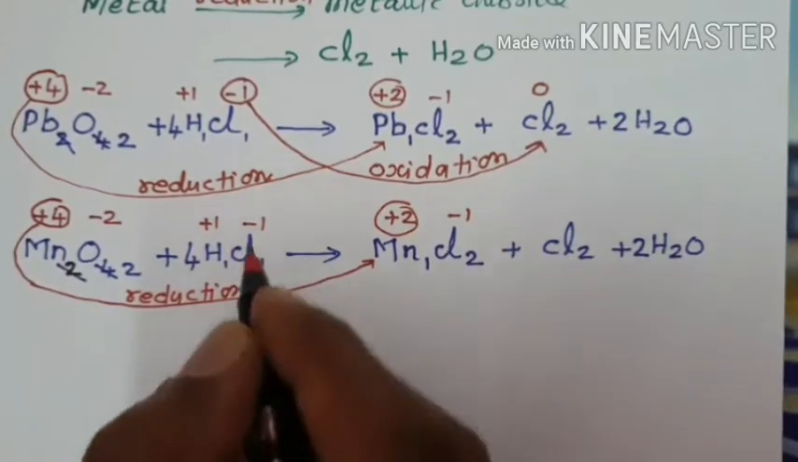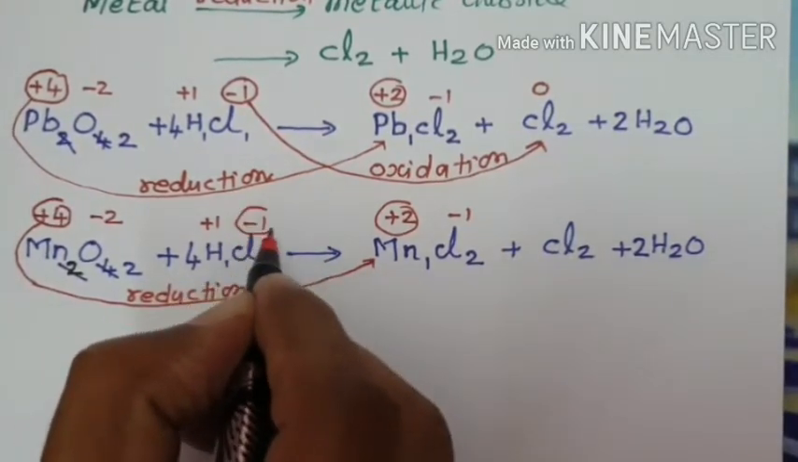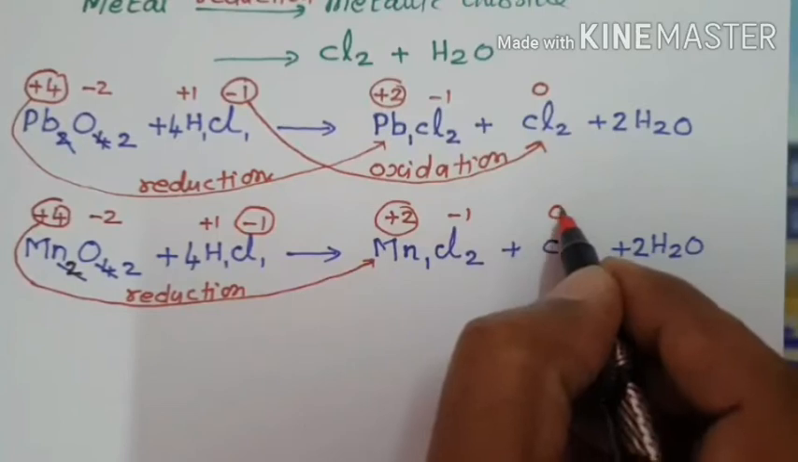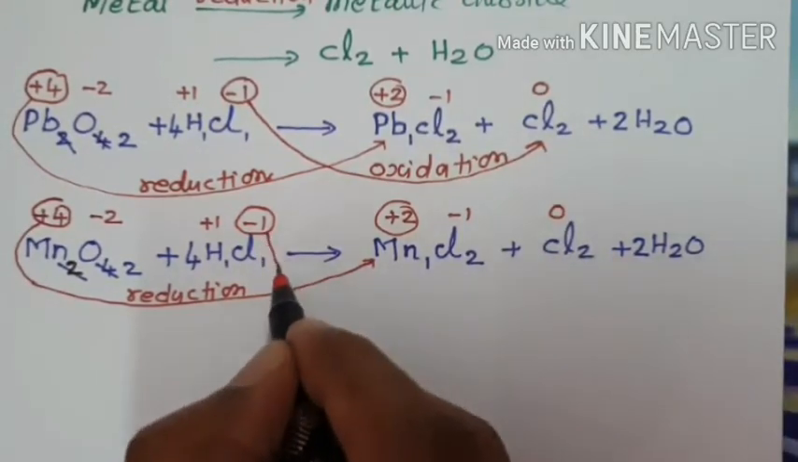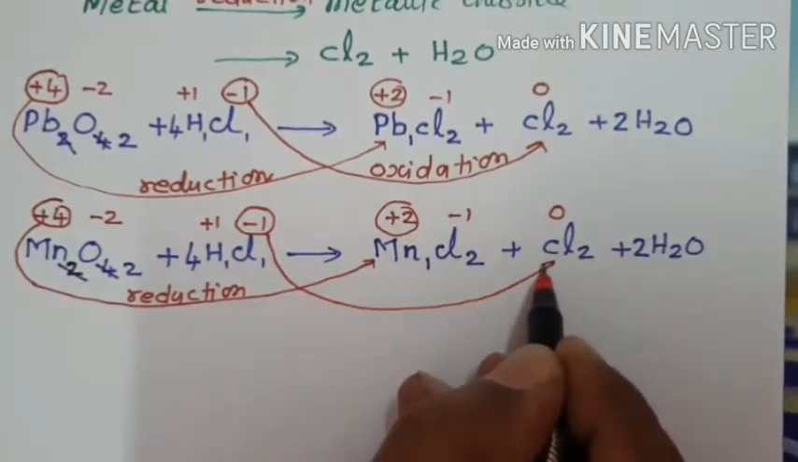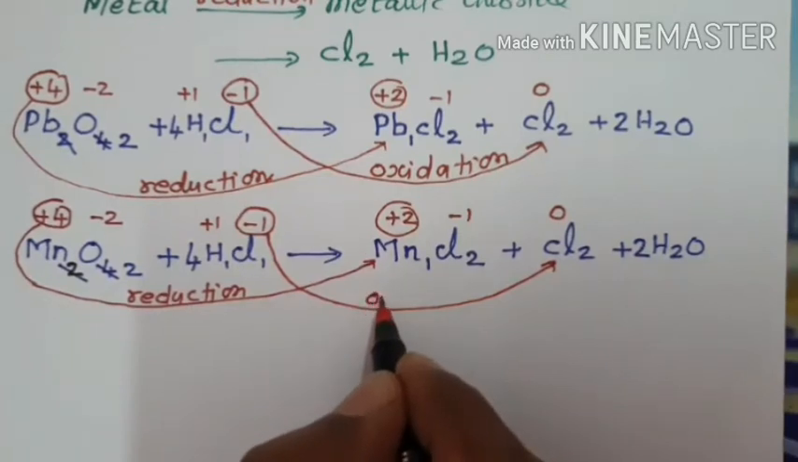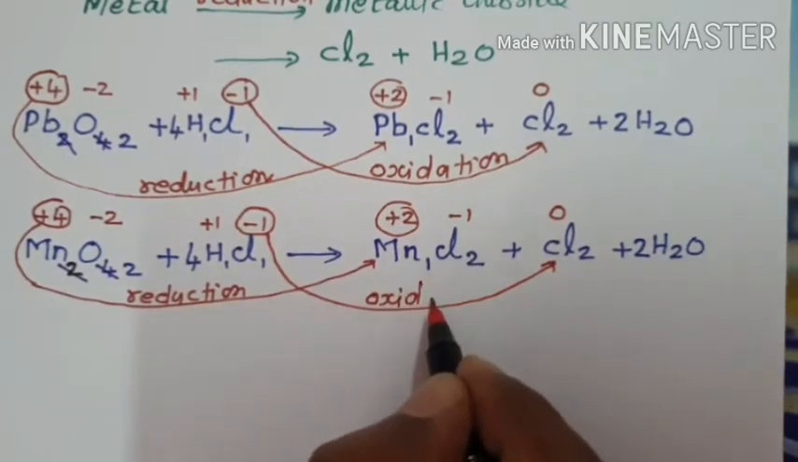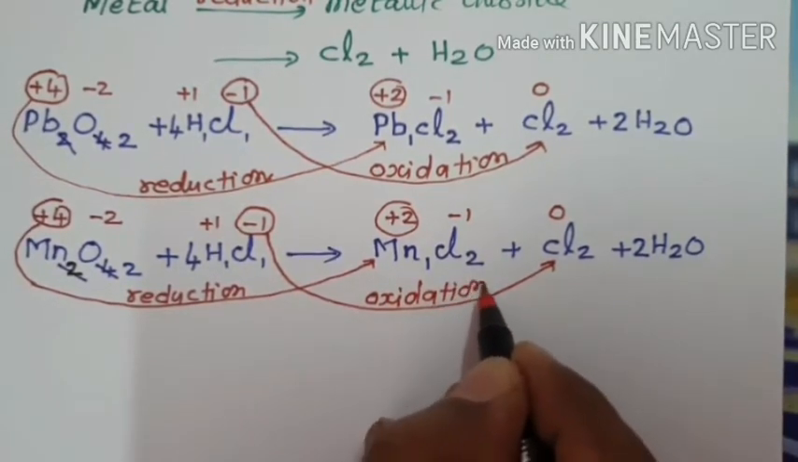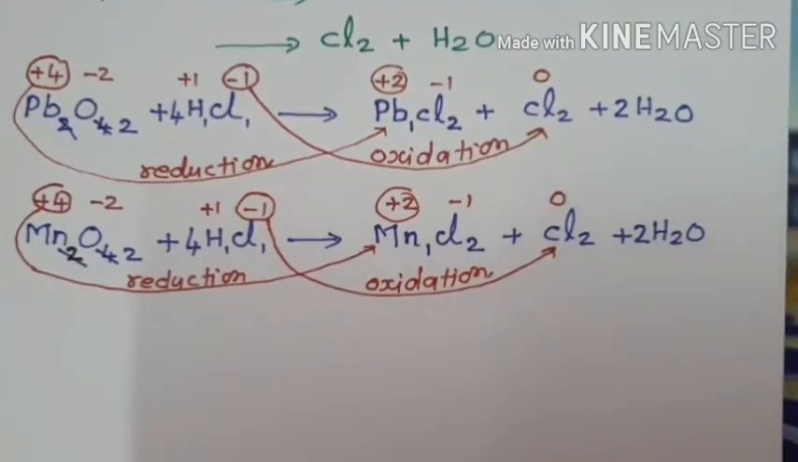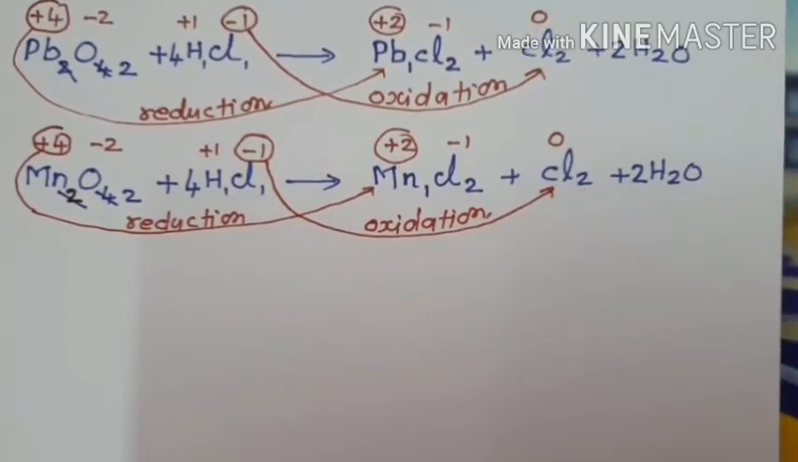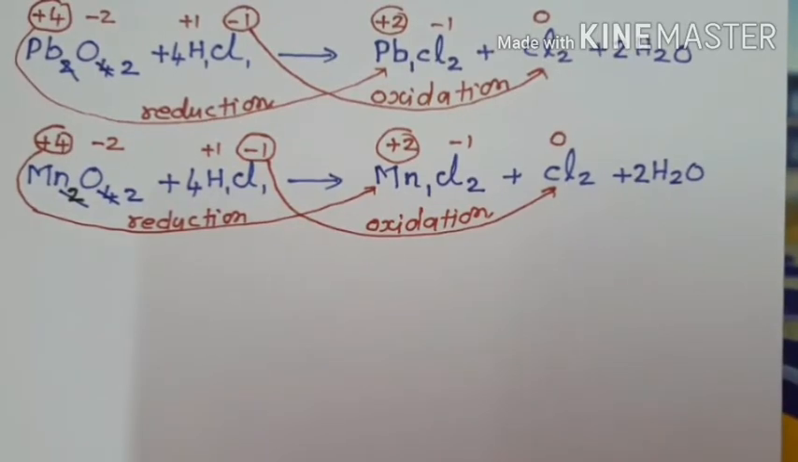And in this reaction, MnO2 oxidizes chlorine from minus 1 oxidation state to Cl2, 0. The number increases, it is called oxidation. An increase in oxidation number is called oxidation. The other two reactions are like this reaction.